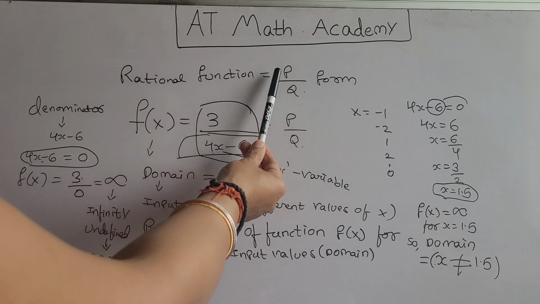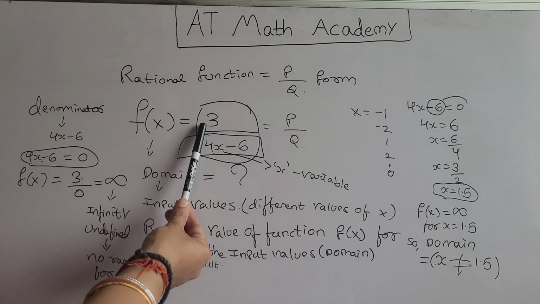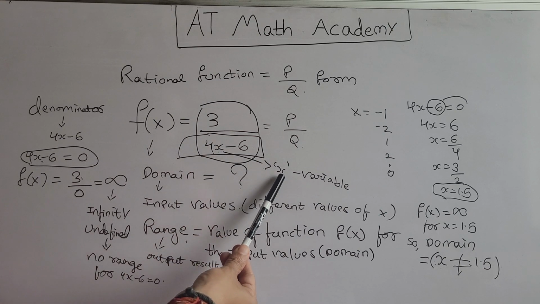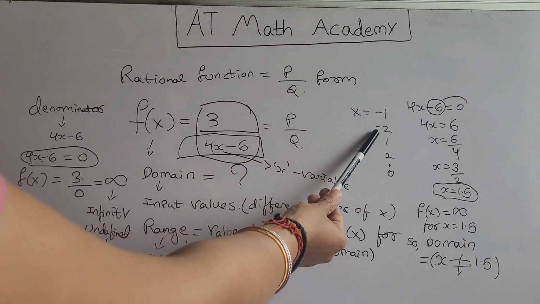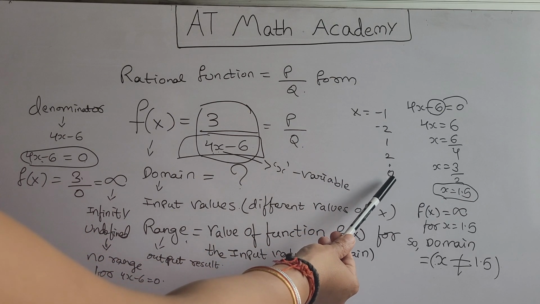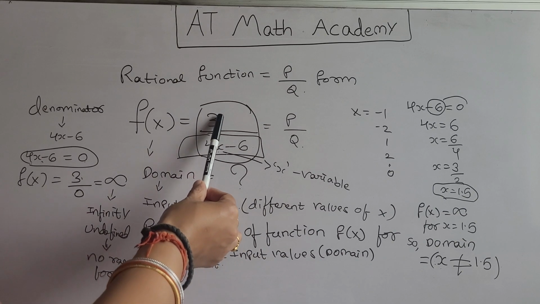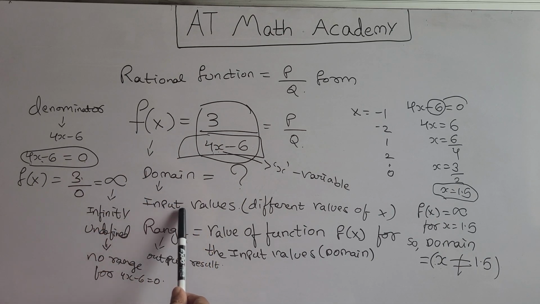So rational functions are of the form p by q, numerator over denominator. This is our function f of x equal to 3 by 4x minus 6, which is of the form p by q. And x here is the variable. So variable means it can have varied values like -1, -2, 1, 2, 0 and 1 by 2, 3 by 4, anything. So I can take different x values and substitute in this function and get the values for each x value. So the input x values are called the domain, and the output values that I get for the function when I substitute the input values are called the range.